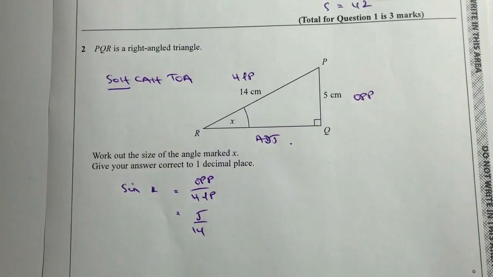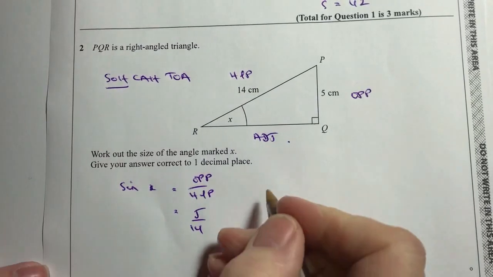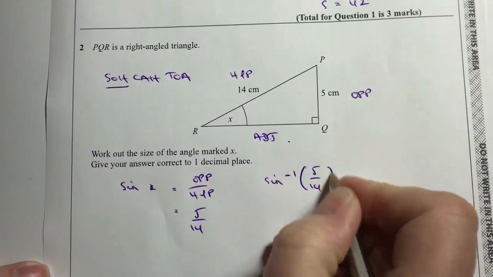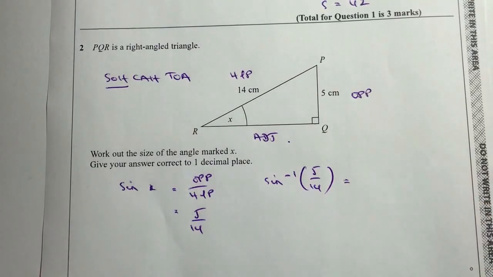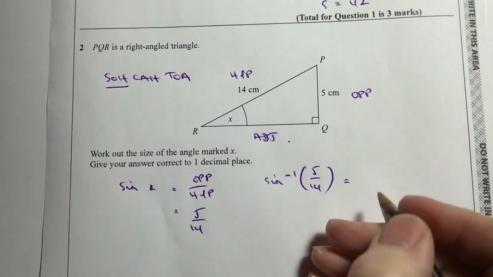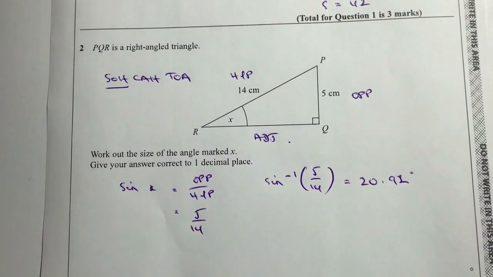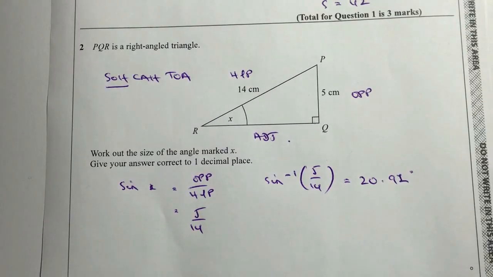Now just remember at this point that what this is going to do is to give me the sine. It's not actually going to give me the angle, so I need to use inverse trigonometry to be able to do that. So what I would feed into my calculator is sine to the minus 1 of 5 over 14, and what that does is it tells the calculator to actually calculate the angle rather than the sine itself, and what I end up with is 20.92 degrees.